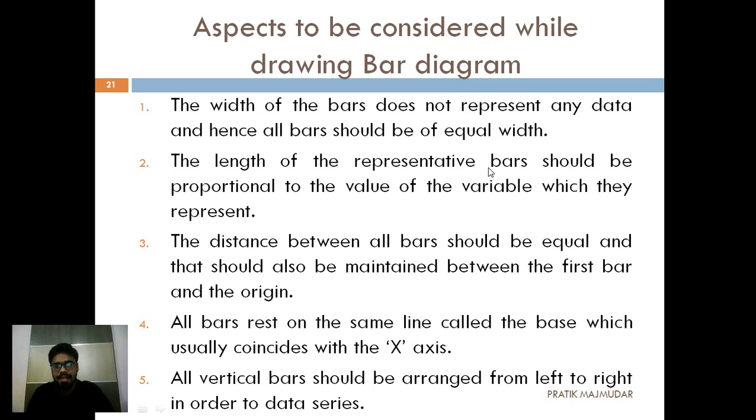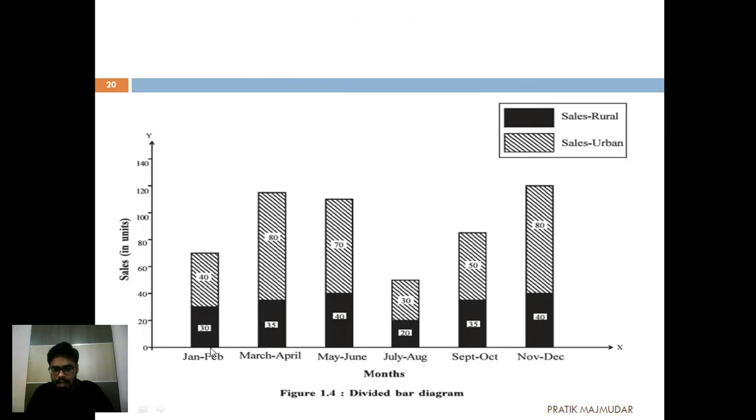Second, the length of the representative bar should be proportional to the value of the variable which it represents. See here, the total is 70. So it should be represented the same with the label of the y-axis. It is 70, between 60 and 80. Let's take another one. The total is 115. So we have to show it over here. Here 70 plus 40, the total will become 110. So it should be here, in between here. Here 20 plus 30, that means 50. So 50 will be between 40 and 60. So it should be properly represented with the y-axis as well.